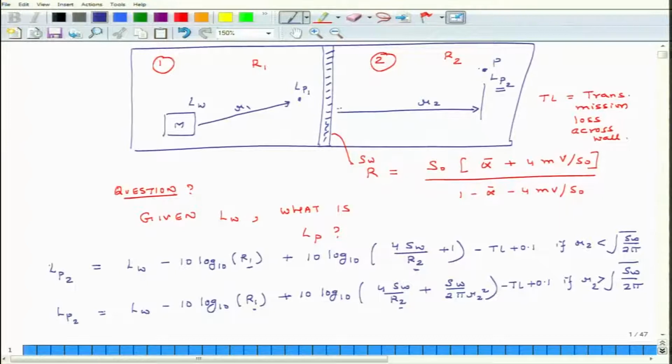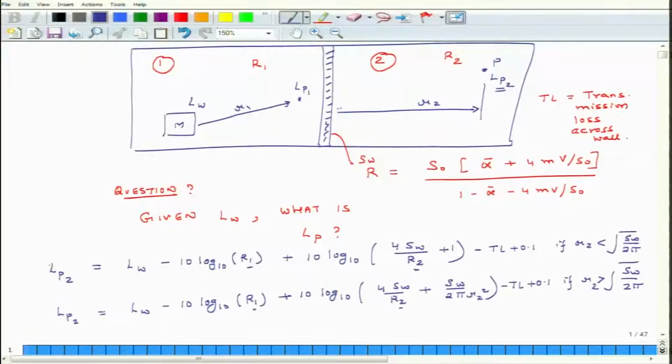In context of noise level at this point P, what do you think? If there is more surface area in the room, what will happen? More sound energy will get absorbed, which means the sound pressure level at this point P will be lesser, and that is what this relation also tells us, that as R1 increases, sound pressure level goes down. Similarly, as R2 increases, R2 is in the denominator, sound pressure level again goes down.